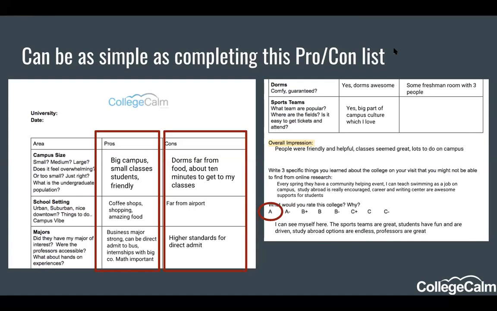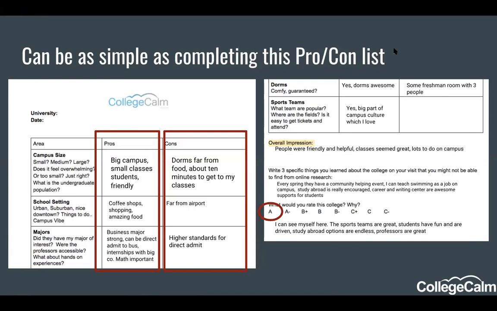And then we added things like dorms, sports teams, and I think on the actual Google Doc, not the screenshot, there's also a place to write down any activities that would be important to you. And then write down your overall impressions. So people were friendly and helpful, classes seemed great, lots to do on campus.